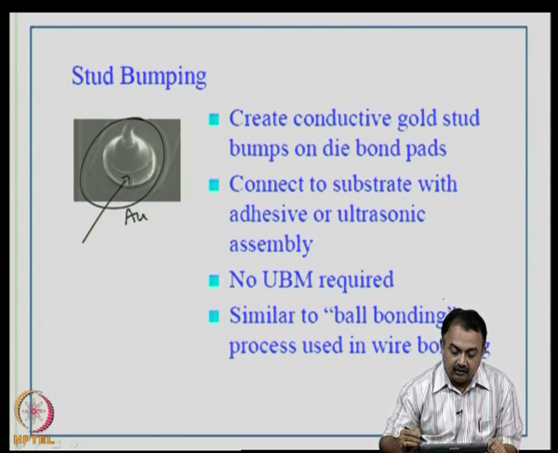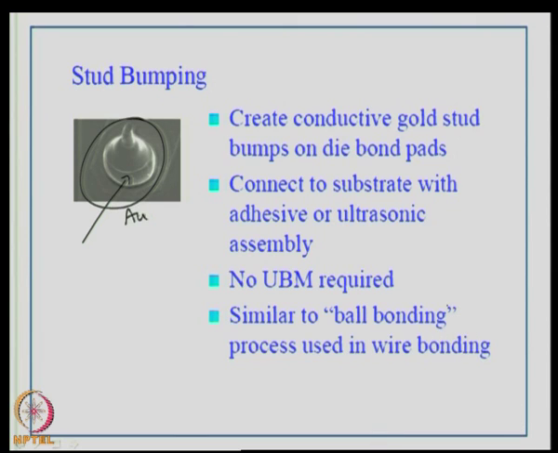has been formed. So, you can create conductive gold stud bumps on the bond pads of the die and connect it to a substrate with conductive adhesive or ultrasonic assembly. So, no UBM is required if you are going to use stud bumping, and this is similar to the ball bonding that is used in the wire bonding process.